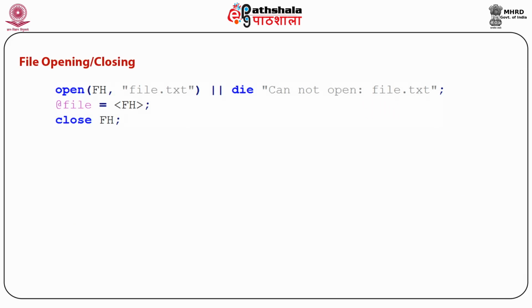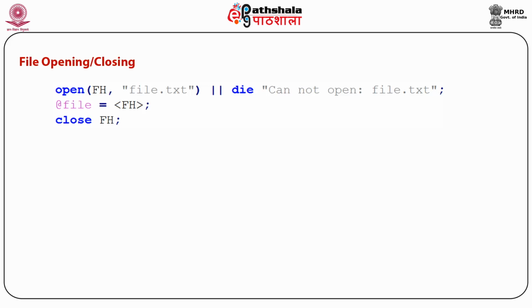A file can be opened by this syntax: open, FH, file.txt, or die, cannot open file.txt. In this line, we open the file.txt using file handle FH, and if the file does not exist or some error is there, it will show the message that cannot open file.txt.